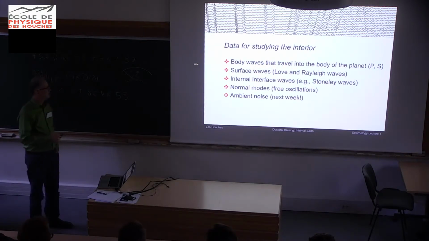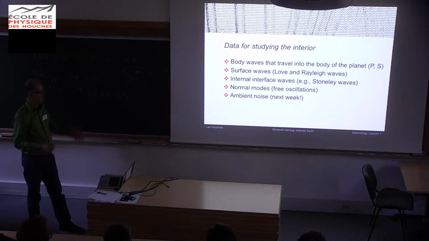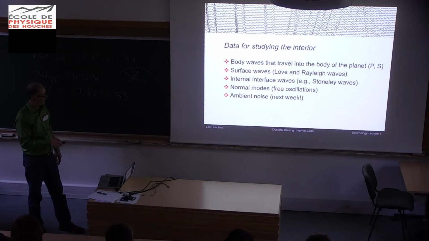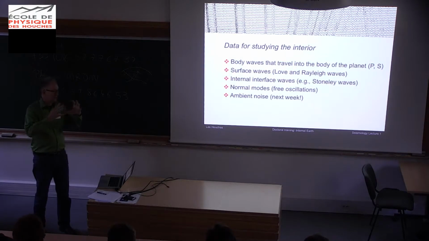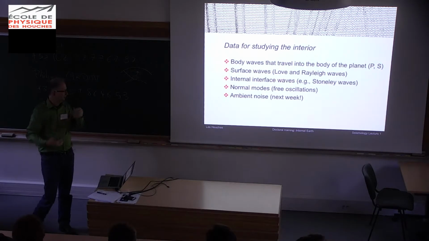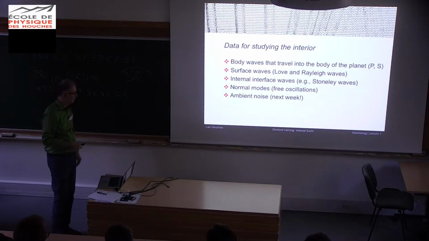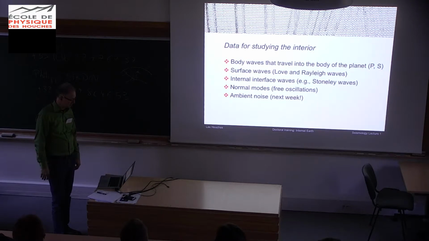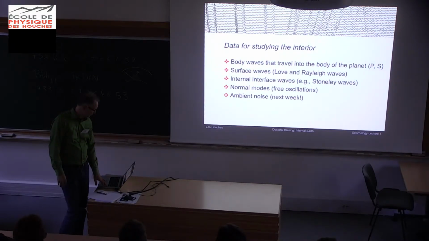So we have body waves that go through the body of the planet, P waves and S waves, in all of their paths. We have waves on the surface. We have interface waves in the interior, and Stoneley waves are named after the scientist who pioneered those. We have the actual oscillations of the planet itself, and you can call those modes, and there are many of them. We have ambient noise now, and you get a nice exposition on this next week from Pierre, which is becoming increasingly important, where we don't always have earthquakes.